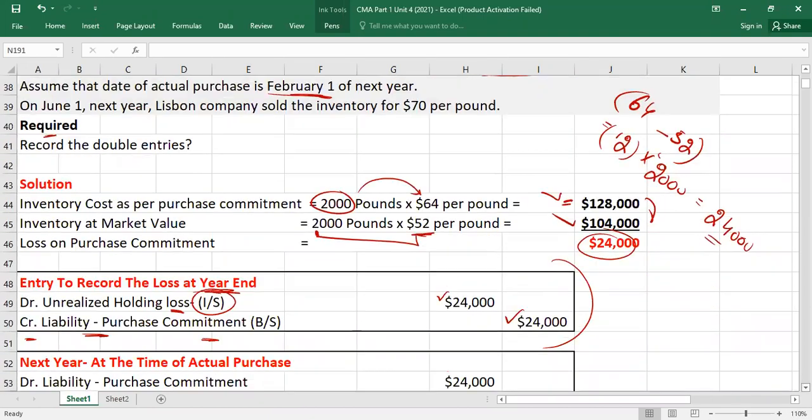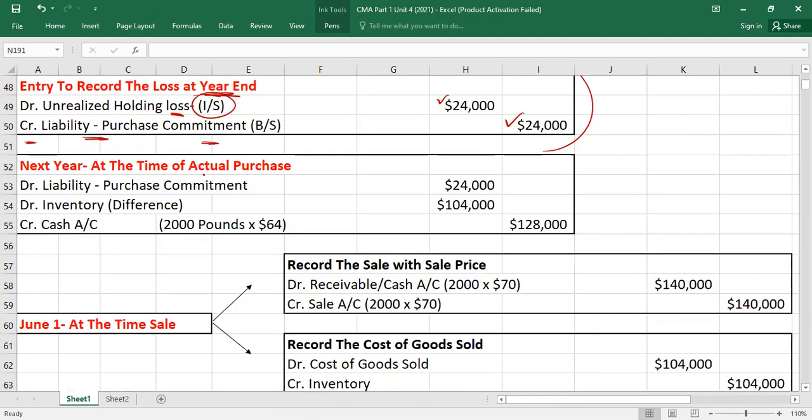Please just focus with me, guys. So now this is the entry at the time of actual purchase, which is February 1 in my example. First of all, you know one side of the entry, that is cash. Cash will be credited because you are going to buy how many pounds? 2,000 pounds. And what price have you locked at the time of contract? 64. So you are going to pay cash of 128,000.